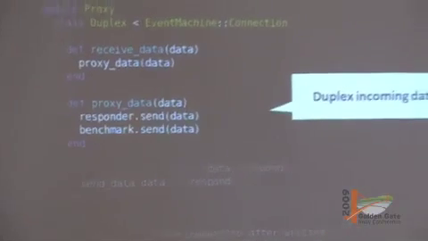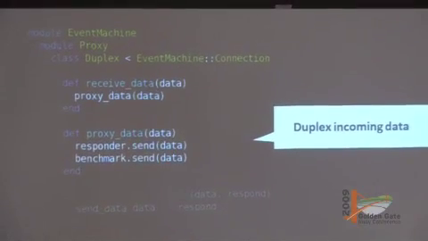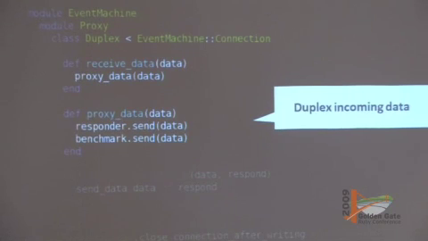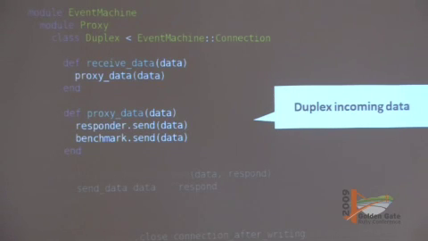And I really encourage you to take a look at it. So now getting into the actual code, there are 3 different classes that we're going to take a look at. The first one is the actual Duplex, which is the very, very basic implementation of a Duplex proxy. As you can see, we have a receive_data method, and all it does is call proxy_data. And instead of just sending to one other client, we just declare a responder, which is our production client, and then we have a benchmark, and we just stream the data right to them.